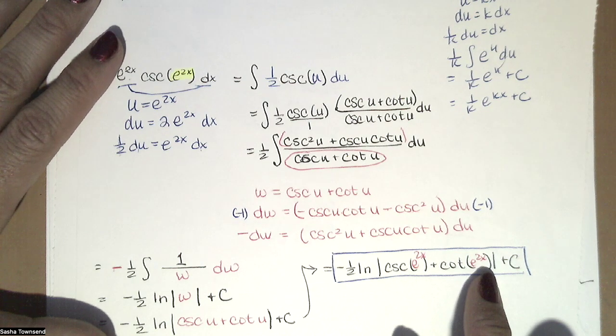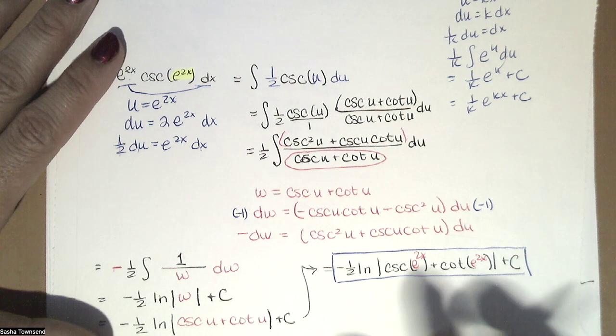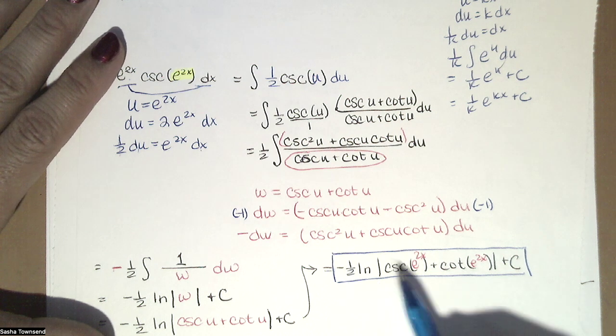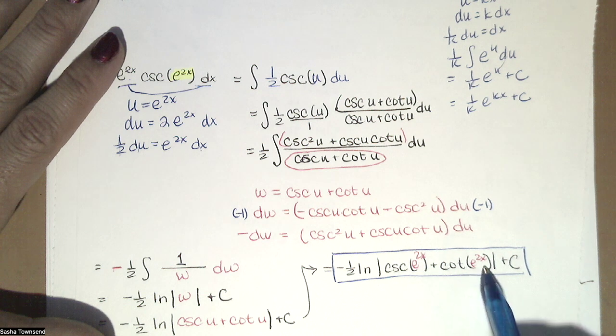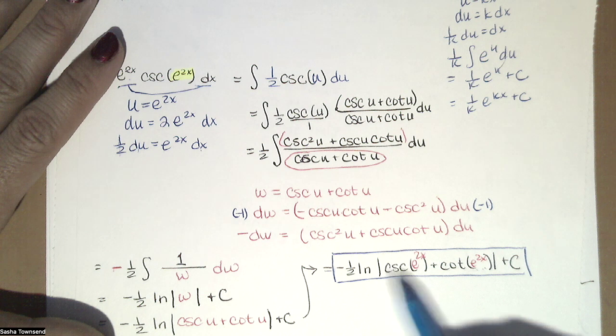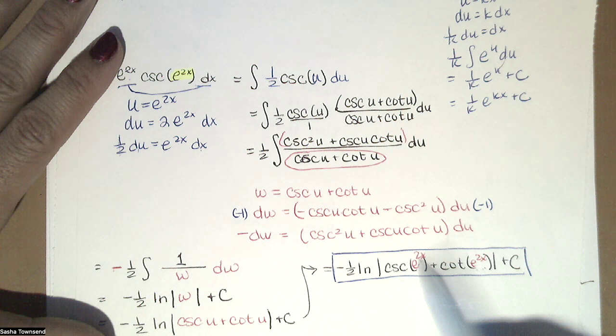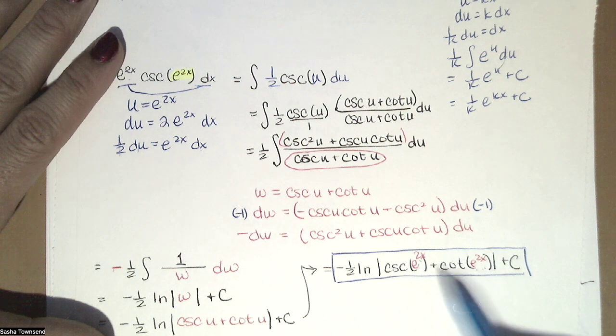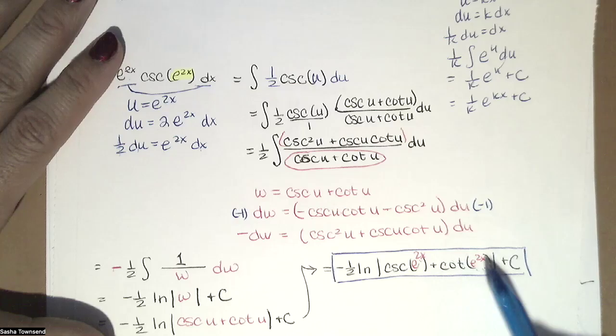If you take the derivative of this, you have to use the chain rule twice. You'll have -1/2 times 1 over this inside function times the derivative of the inside. When you take the derivative of the inside, you're going to get a cosecant cotangent of that e to the 2x times the derivative of e to the 2x. And then you're going to have a -1 times that. And here you're going to have a negative cosecant squared times the e to the 2x times the derivative of the inside. It's going to be a 2 e to the 2x.